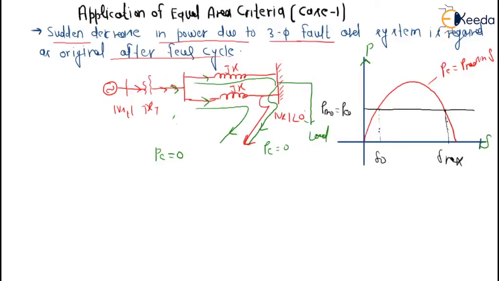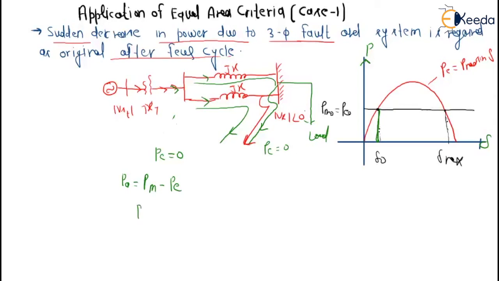Now what is happening: the system was operating at this value, and after the fault occurs, the PE value reduces to 0 instantly. Now we are going to draw with this pen that PE reduced to 0 instantly. And what happened when PE is equal to 0? We know that PA is equal to PM minus PE. So PA is equal to PM minus, and PE becomes 0.